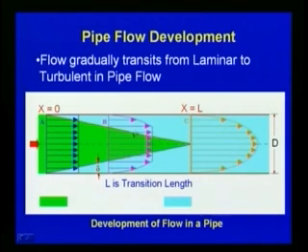So, this shows the transition length; 0 to L is the transition length with respect to the boundary layer formation, and then finally the flow becomes fully developed turbulent flow. So, this way we can show experimentally how the flow transitions from laminar to turbulent flow.